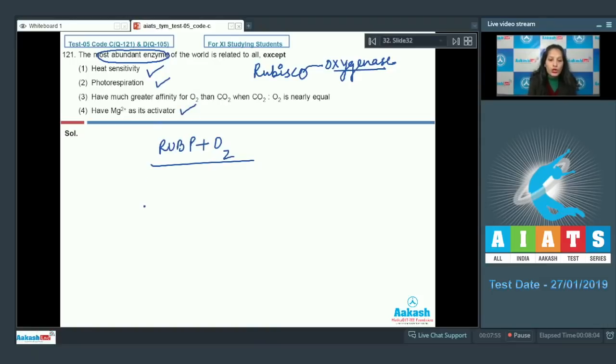This is also true. Third one, have much greater affinity for O2 than CO2 when the ratio of CO2 and O2 is nearly equal. No. When the concentration of CO2 and O2 is nearly equal, it shows more affinity towards CO2 than O2. So this statement is incorrect. So the correct option for the given question is option number 3. Let's move on to the next question.